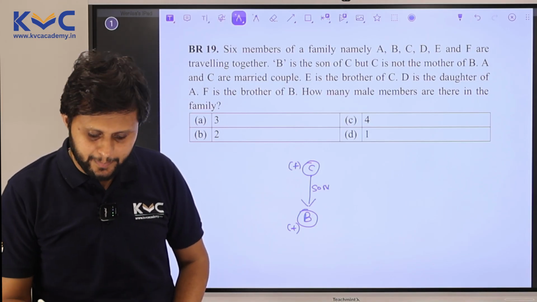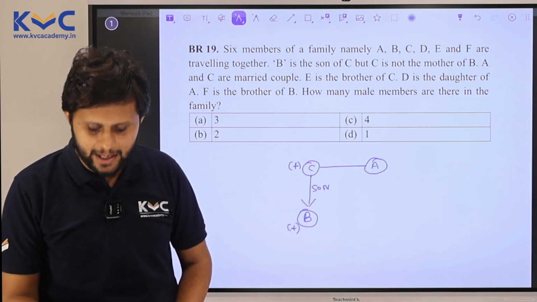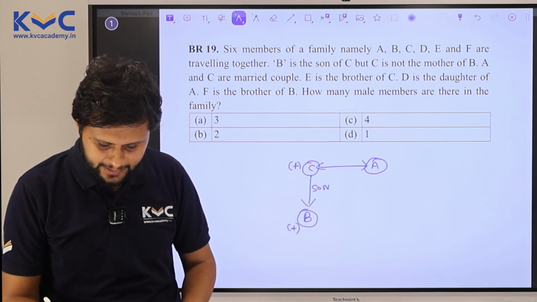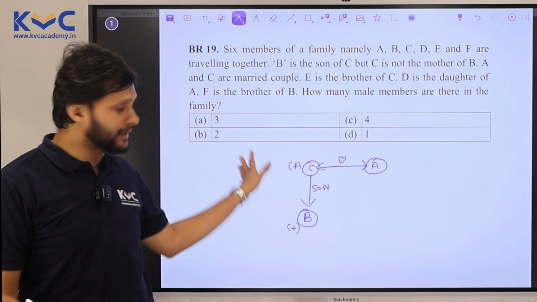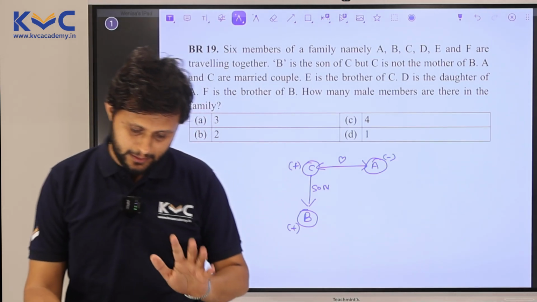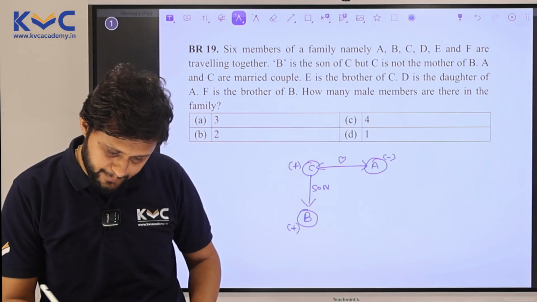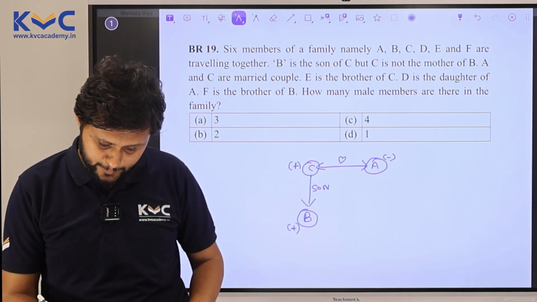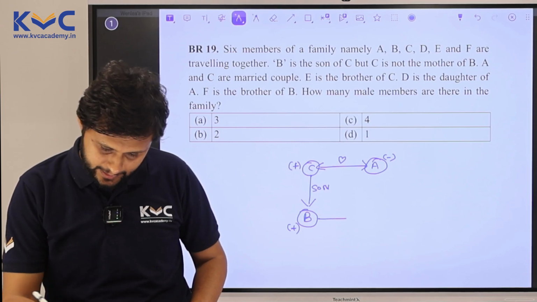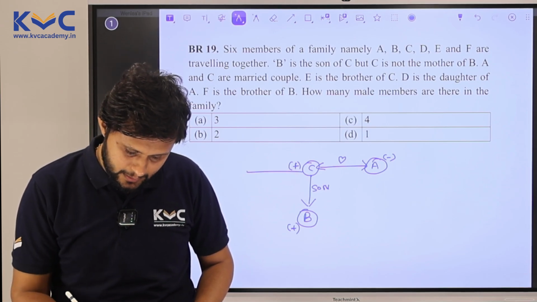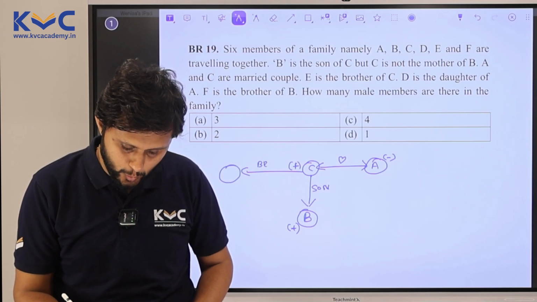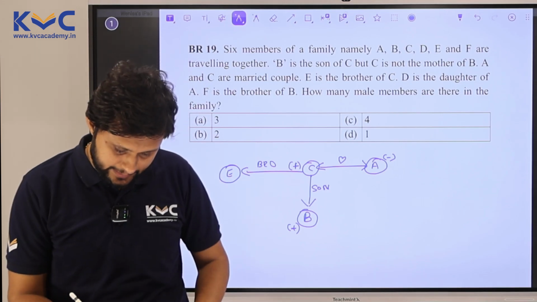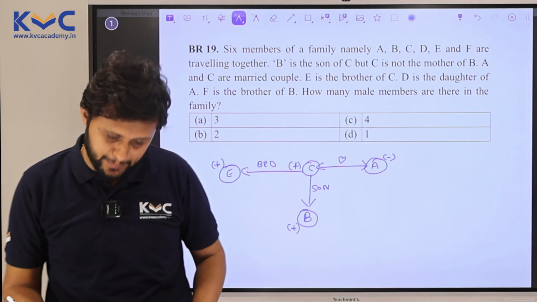A and C are a married couple. Okay, so A is basically B's mother. Fine, this is a couple, plus sign is there for father, so I'll put a minus sign for his mother. Okay. E is brother of C. Here I'll write bro over here. E is brother of C, which again is a plus sign because of brother.